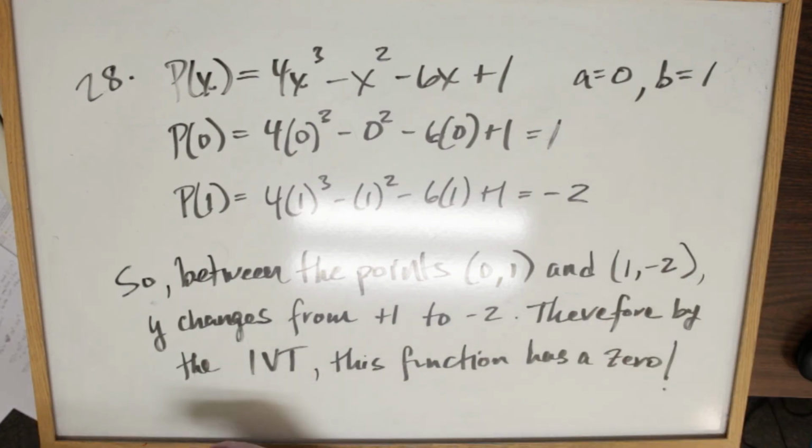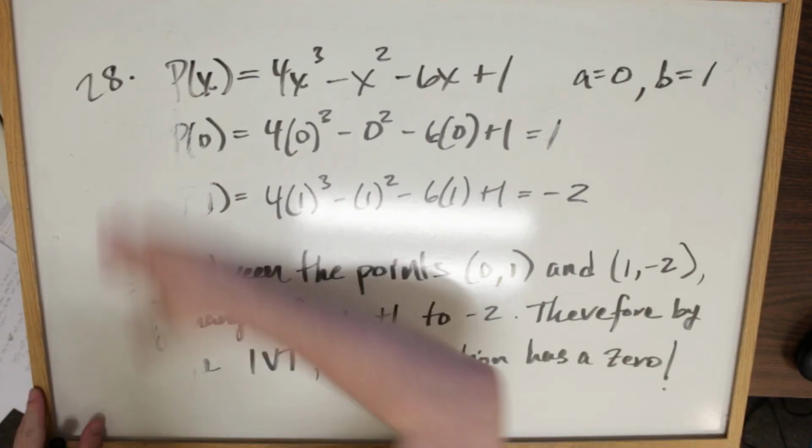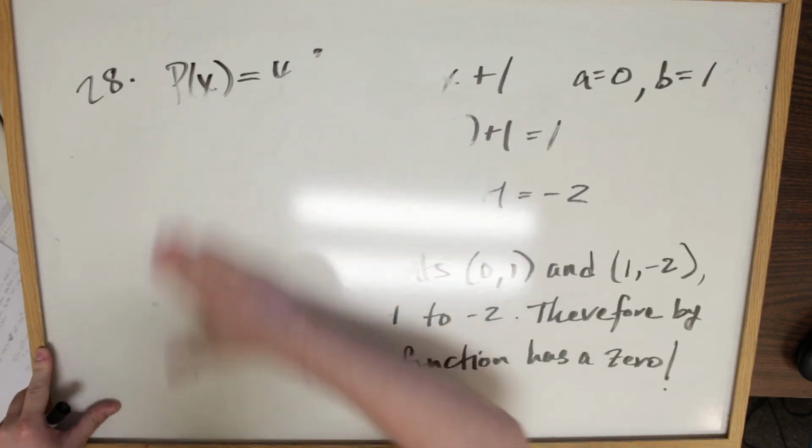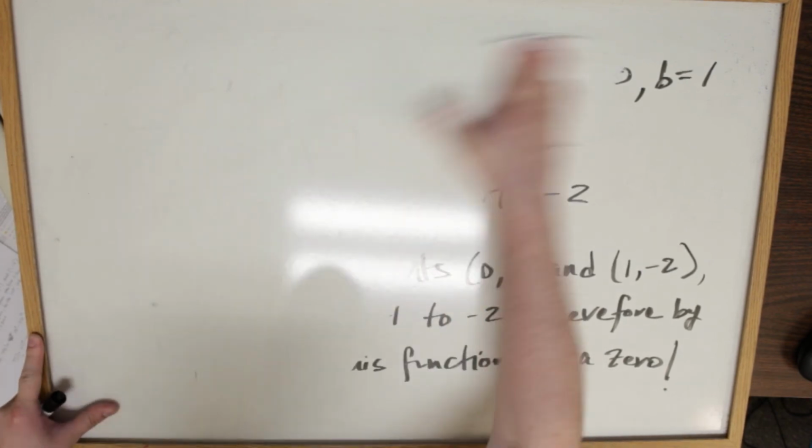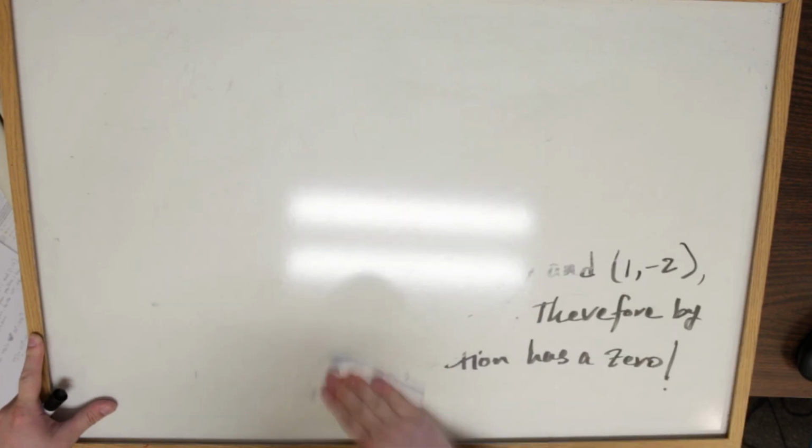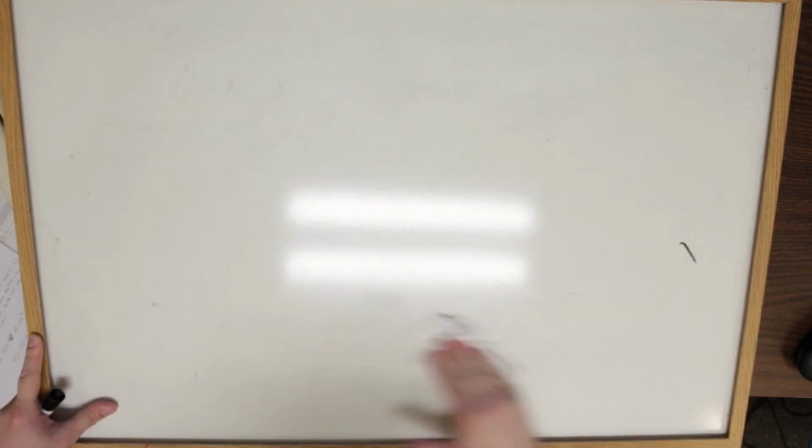All right, let's go ahead and do one more of these so you can see how to do it. Again, we're just taking the a and b values that they give to us and substituting them into the equation. In this case, we're just looking for a sign change because we're trying to show that there's a 0 between those two x values.